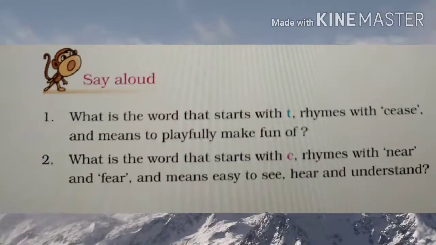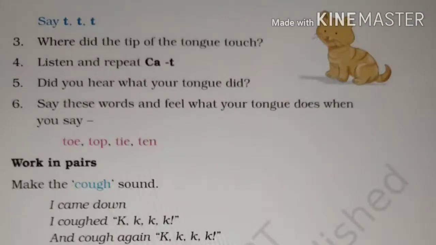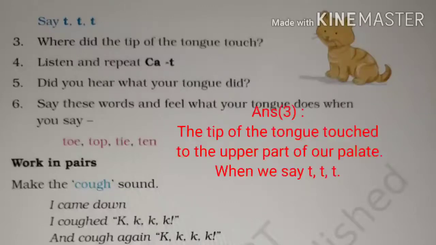Now know about question number 3. Where did the tip of the tongue touch when you say ta, ta, ta? The correct answer of this question will be the tip of the tongue touched the upper part of our palate when we say ta, ta, ta. Once again, the tip of the tongue touched the upper part of our palate when we say ta, ta, ta.